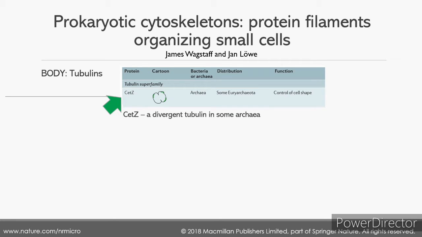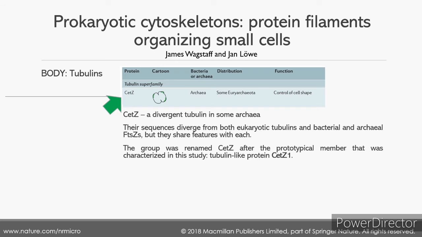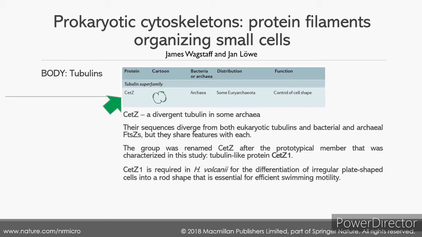A distinct group of tubulin superfamily genes, namely CetZ, are found in some euryarchaeal genomes in addition to division-related FtsZs. Their sequences diverge from both eukaryotic tubulins and bacterial and archaeal FtsZs, but they share features with each. The group was renamed CetZ after the prototypical member that was characterized in this study, the tubulin-like protein CetZ1.